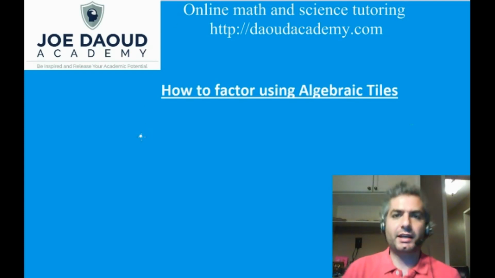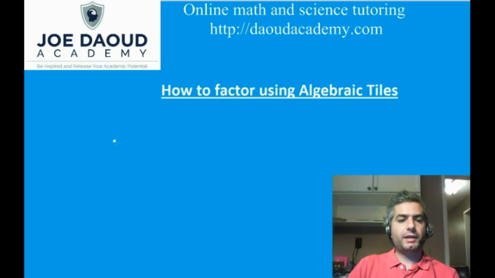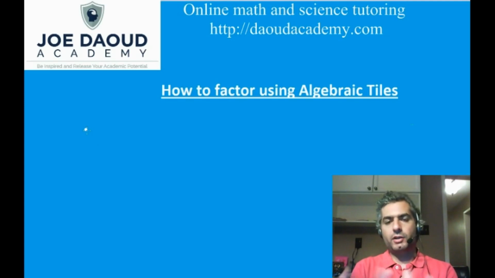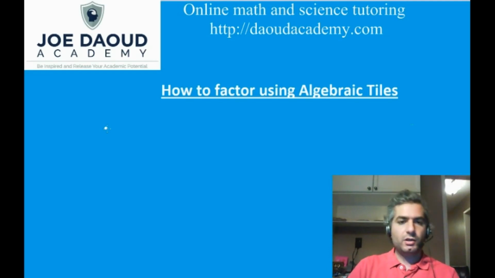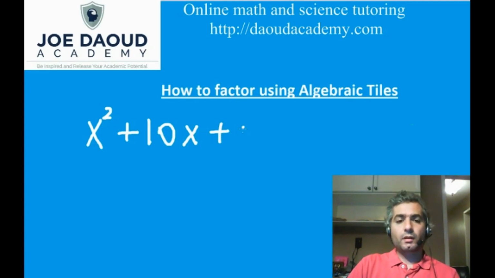Okay guys, I'm back again, and that was a quick break. We're going to go back to starting with the simplified quadratic expression, and then we're going to work our way backwards to find the factors. So let's start with an example: x squared plus 10x plus 25.